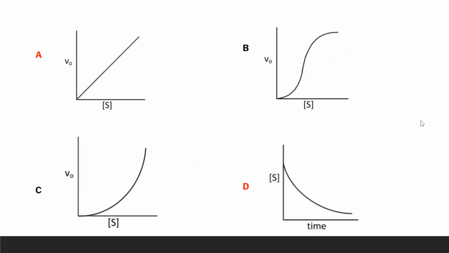So the answers in this case are A and D, and let's see why that is. When the substrate concentration is much less than Km, right, the reaction follows first order kinetics. And as you know, for first order reactions the rate is linearly proportional to the concentration of the substrate. So that is what you see in the first graph. As the substrate concentration increases, so does the rate of the reaction. And since that is the case, options B and C are not correct.